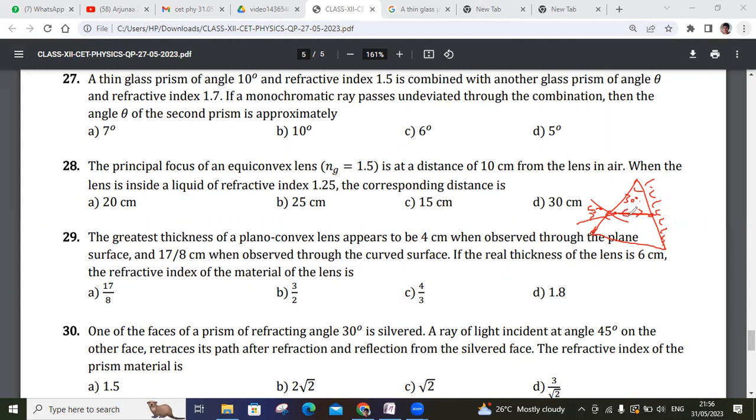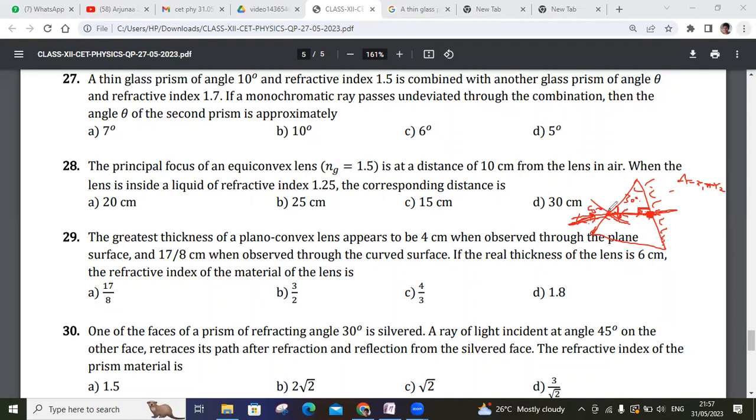So when can this retracing happen? It is falling on the plane mirror at I equal to 0, correct? Along the normal. So this should be 90 degree. I is equal to 0, R is equal to 0. Then only it can retrace. So what is the refractive index of the prism? If this is 90, so basically R2 is 0 here. So you can use A is equal to R1 plus R2. Where R2 is 0, A is equal to R1. So R1 will be 30 degree.